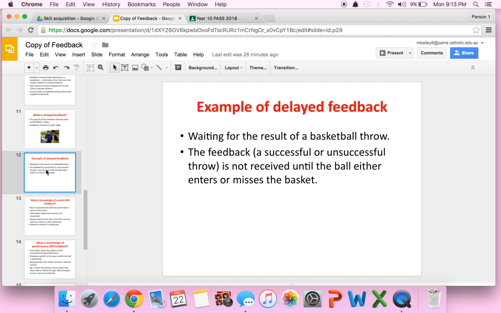Another example would be a player jumping to head the ball in a soccer game. The player cannot change their body position in the air when the ball is 1 meter away from their head. In this case, the correctness of the action is gauged after the ball has been headed. The feedback might be a goal or a comment from the coach.